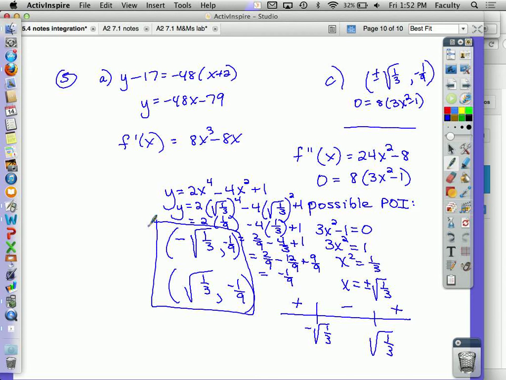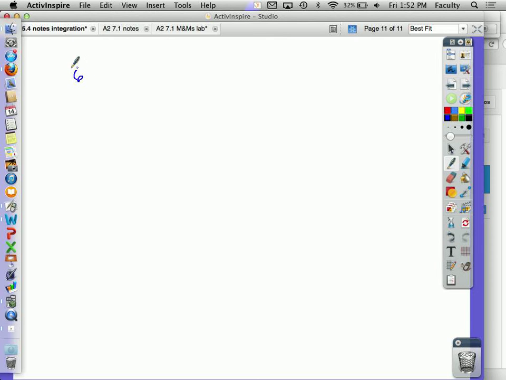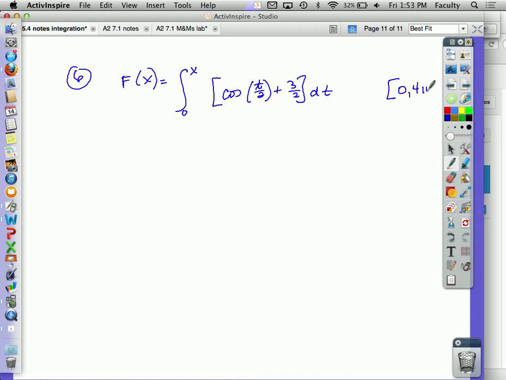Then let's look at number 6 together. Number 6, let me go on to the next screen. Number 6 says, let f of x equal the integral from 0 to x of cosine of t over 2 plus 3/2 dt, on the closed interval from 0 to 4 pi. Letter A says approximate f of 2 pi using 4 inscribed rectangles.